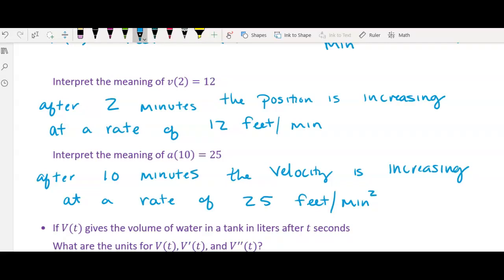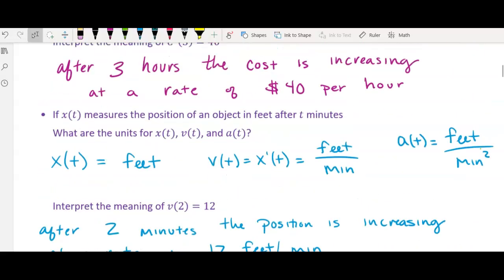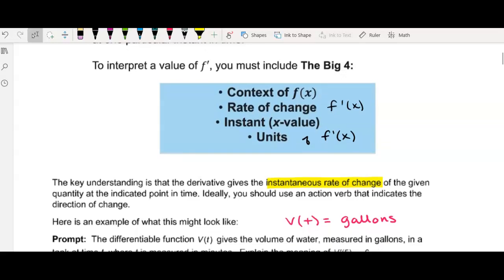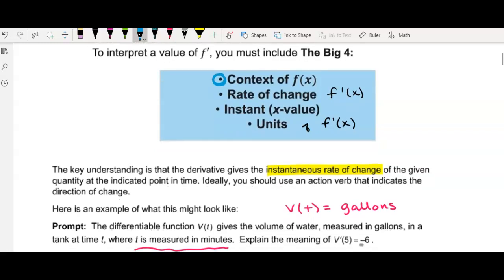Now you might be wondering, why are we not saying the acceleration is increasing? Well, I don't know if the acceleration is increasing. I know that the acceleration is positive. It's a positive 25, but I don't know that the acceleration is increasing at that time. I know velocity is increasing because acceleration is positive. So don't get that mixed up in the interpretation. Remember, we need the context of f of x, the rate of change of f prime, the value, and then the units. The context of f of x is where students will make the most errors.